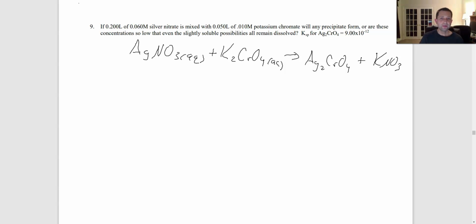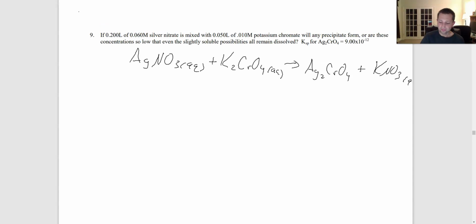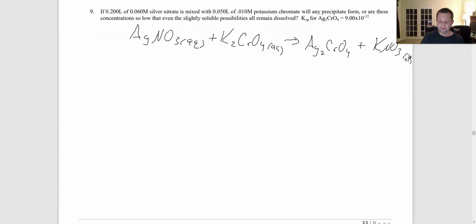Okay? Think back to your solubility rules. Anything in group 1 is soluble, and nitrates are always soluble. So this is aqueous right here. I ran out of room there, AQ. All right. And the Ag2CrO4 has to be your precipitate, so it's the solid. All right, balance the equation. You have 2 here, 2 here, and then leave the K2CrO4 and the Ag2CrO4 alone. So your precipitate here would be the silver chromate.